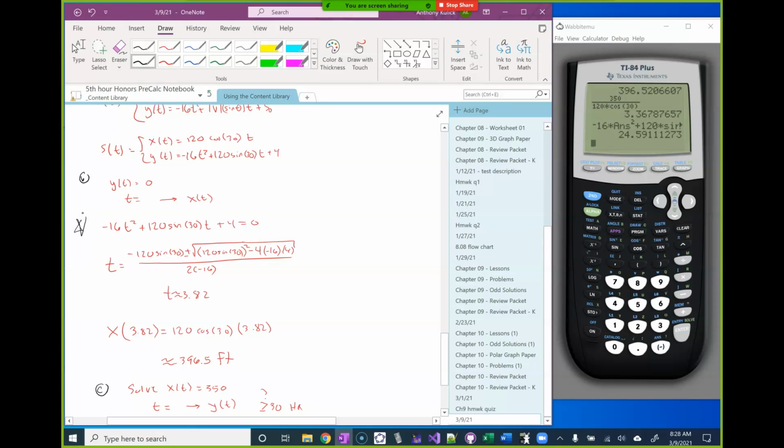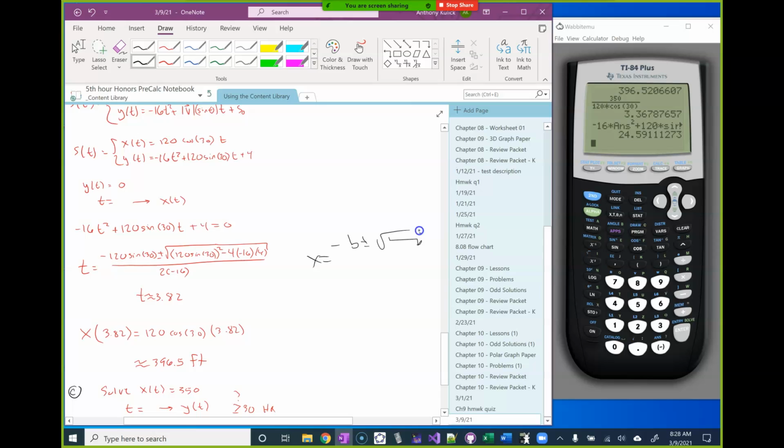All I've done is I've taken that and filled it into the quadratic formula. So x equals negative b plus or minus the square root of b squared minus 4ac, all over 2 times a. My a is the negative 16, my b is 120 times sine 30, and my c is 4. So I plugged that into my calculator. I got 2 results. I got that 382, and the other one was like negative 0.03 or something. And I discarded that one.